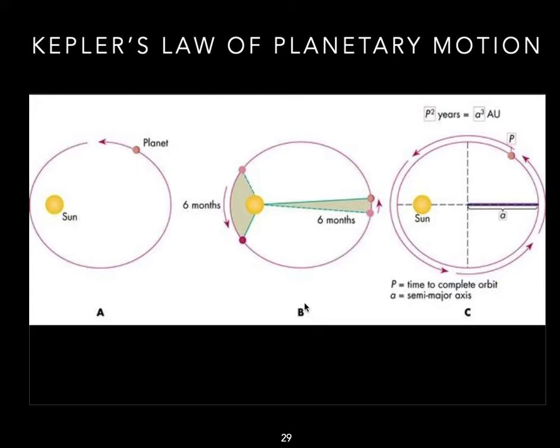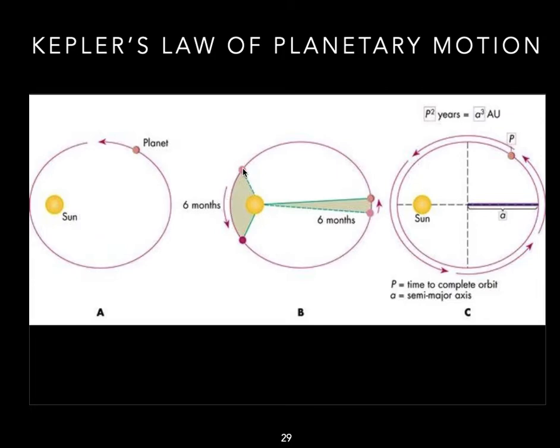Kepler's second law, illustrated here in B, says that planets have to trace out equal areas in equal amounts of time. In other words, this shaded section right here has an equal area to this shaded section right here. Each of them took 6 months. But you'll notice that right here, the planet did not go very far in 6 months.